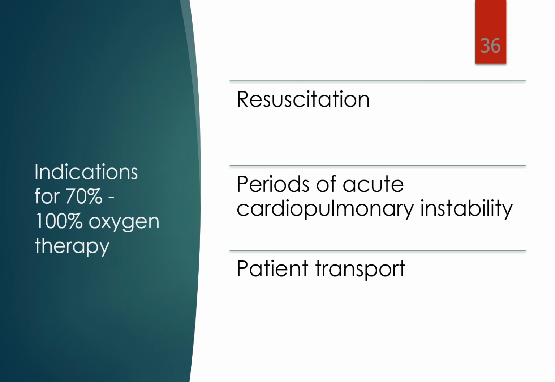I just wanted to give you some ideas where oxygen is beneficial, and this is anywhere from 70 to 100%. If you're doing a resuscitation, the heart needs oxygen, the brain needs oxygen. So yes, you could use 70 to 100% during that time. Any time of acute cardiopulmonary instability, if the patient goes brady or something like that, you can use oxygen at higher levels. If you're transporting a patient and they are critically ill, again, you could use higher levels of oxygen for a short period of time. So you can use higher levels, but try to use it for a short period of time, and also try to use it in these kinds of conditions.